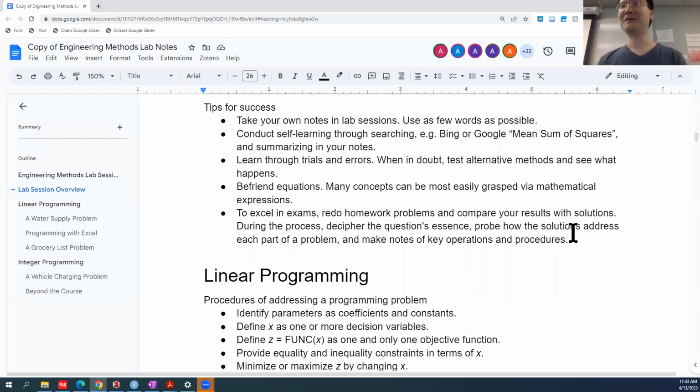And in exams, particularly, you are going to be required to formulate certain problems using mathematical expressions. You are all engineers, I believe. I trust in you that you should be good in this part, right? All right, last one is about exams.